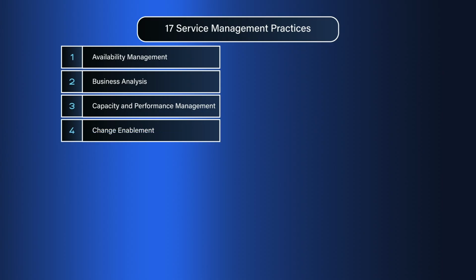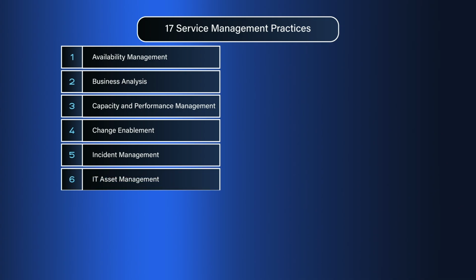Then we have change enablement, and change enablement is different from change management. Change enablement focuses on changes in services, while change management focuses on the people side of things. Incident management is next up, and this helps us minimize the impact of different incidents, as well as restore services as quickly as possible. Then we have IT asset management, which focuses on managing different IT assets, such as software, hardware, and cloud assets through an inventory system like an asset register.